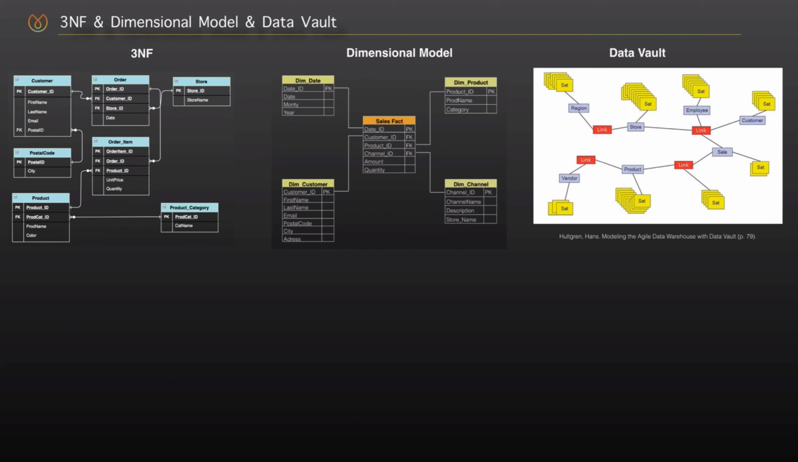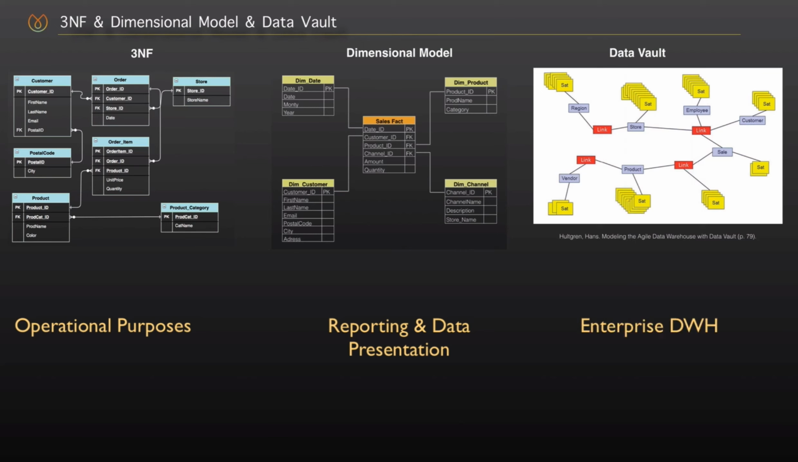If the database is designed to support operational processes that are part of the organization's core business, then we will first look to the 3NF modeling approach. If the database is intended to support reporting, data presentation, or analysis, then we will first look at the dimensional model. And if the database is planned to be an enterprise data warehouse, including integrated, time-variant, non-volatile data, then we will first look at Data Vault modeling.